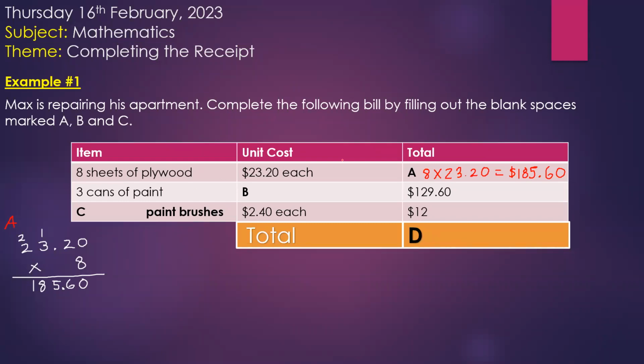For B, you have to divide. That's the only way I see it. You have to divide 129.60 by 3.